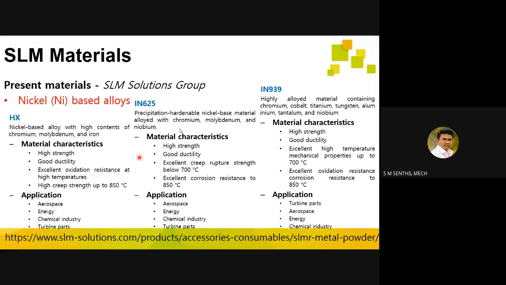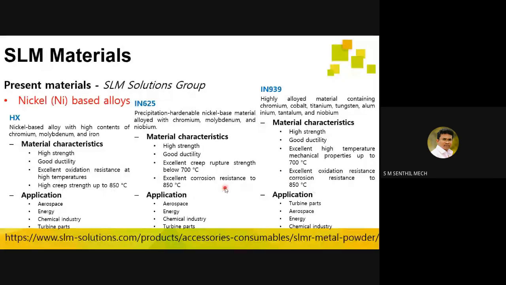Next is Inconel 625. This is a precipitation hardenable nickel-based material alloyed with chromium, molybdenum, and niobium. So this has niobium in it. If it has niobium, again it will have the same properties, but will have excellent corrosion resistance. All these are mostly used for high temperature applications. You can see here the temperature application is about 850 degrees Celsius. Here also 850. Here also 850.